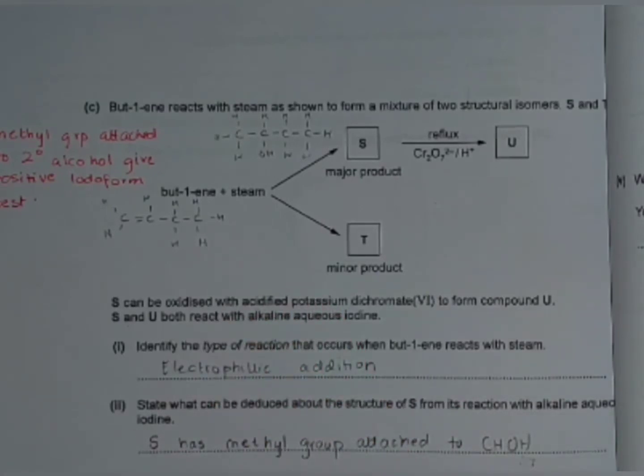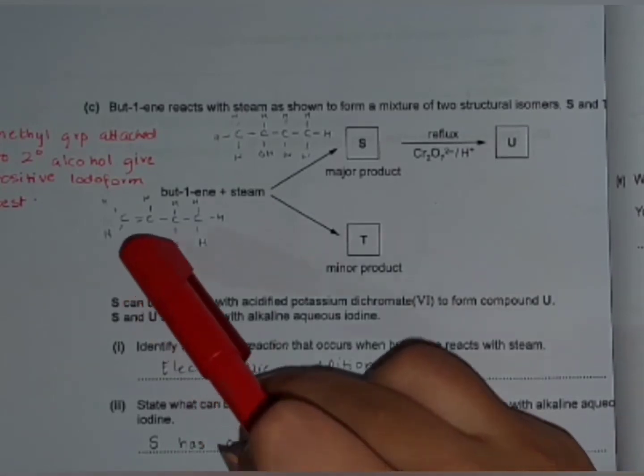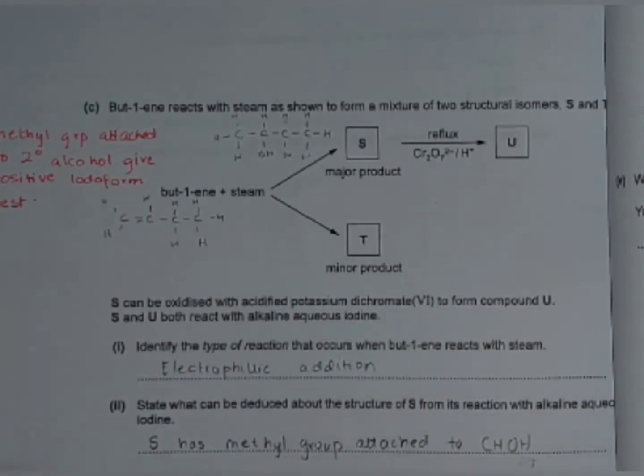So but-1-ene reacts with steam, that is an electrophilic addition, because the carbocation is formed, and anything with a positive charge acts as an electrophile, and addition due to the double bond present here, that's why addition can take place.